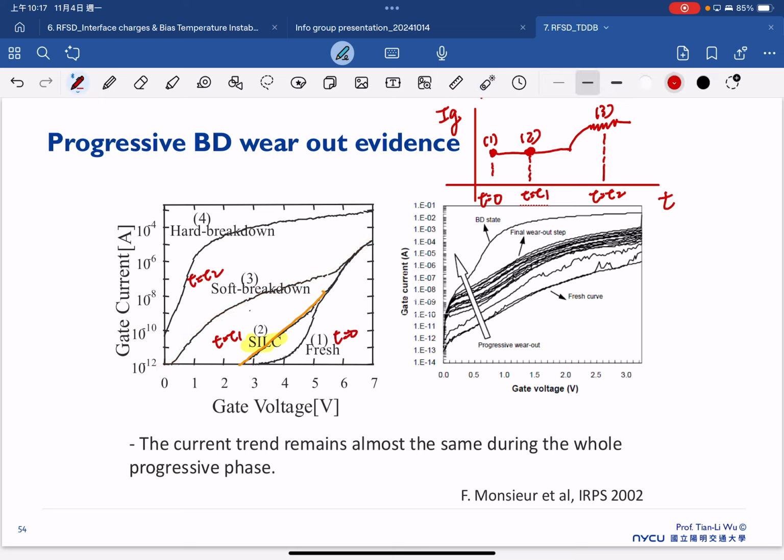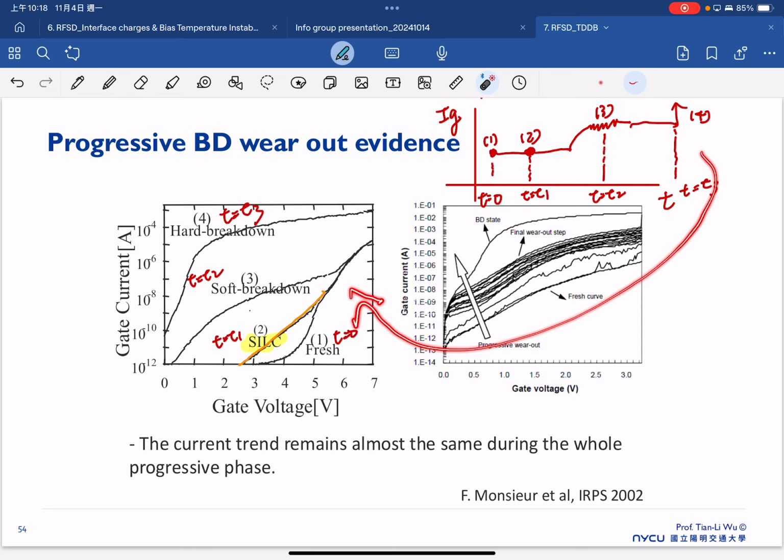And in the end, if the stress time is long enough, for sure you will start to reach the time of the hard breakdown. Once you reach a hard breakdown and you come back again to characterize IGVG, you see your curve is completely changed, and now your gate current is super high because your device has already experienced a hard breakdown.